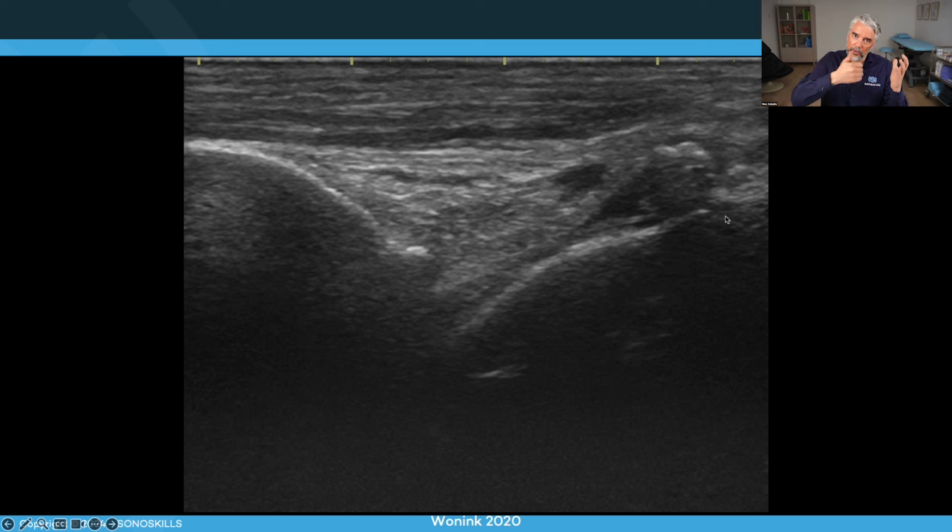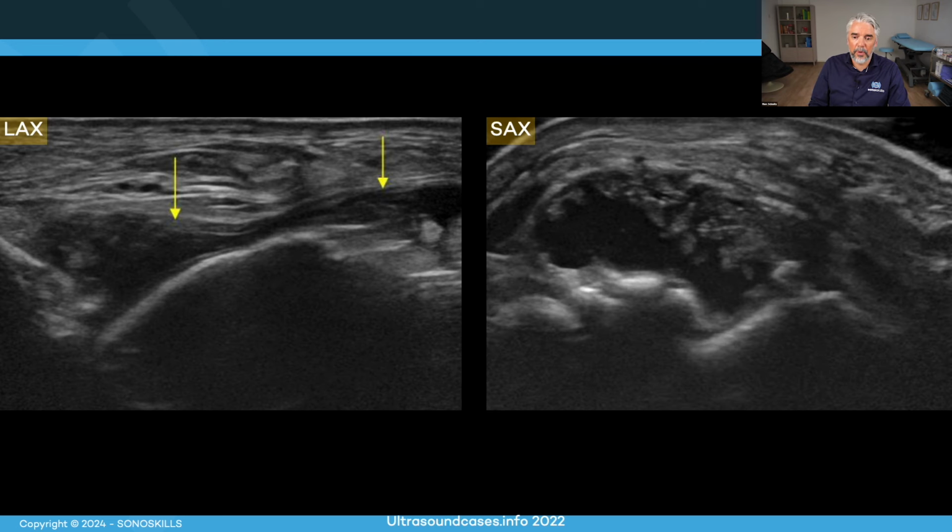If you do ultrasound guided clinical examination, you can see if this spur moves along with the talus or not. If it really moves along with the talus, the same range of motion, then it is attached to the talus and it is definitely a spur.